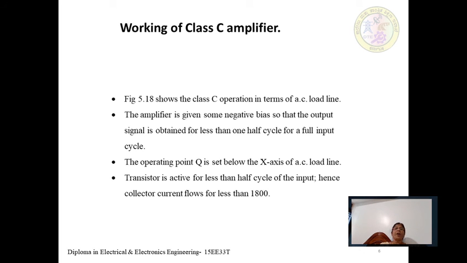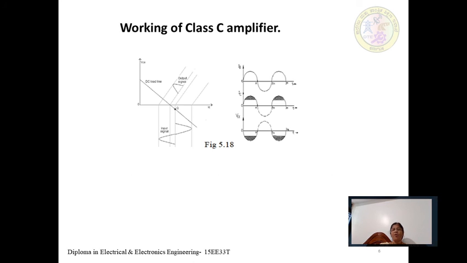The amplifier is given some negative bias so that the output signal is obtained for less than half a cycle for a full input cycle. The operating point is shifted below the x-axis, in the fourth quadrant. So the transistor is active for less than half a cycle of the input, and hence the collector current flows for less than 180 degrees. Coming to the waveform of the class C amplifier.